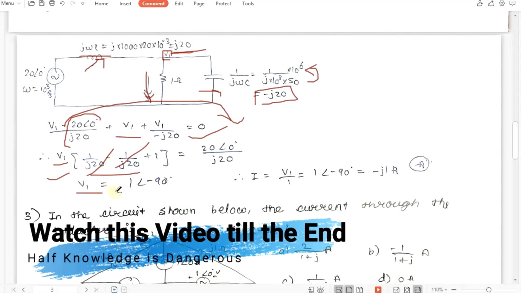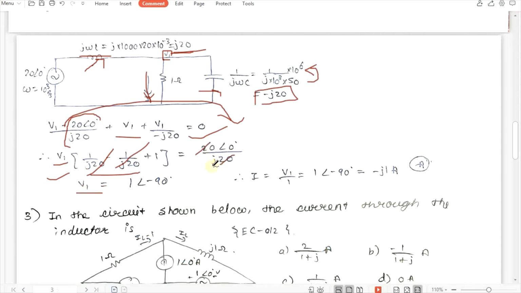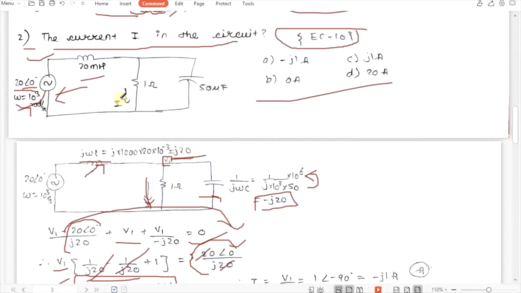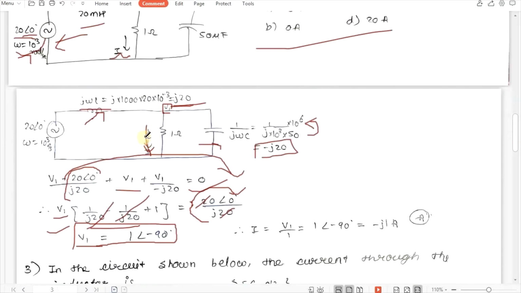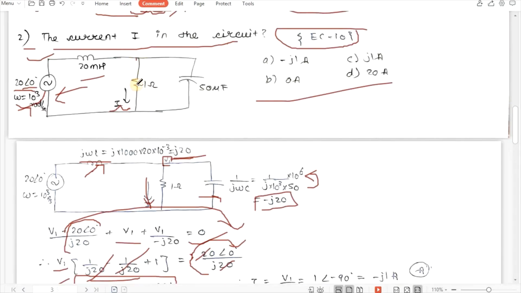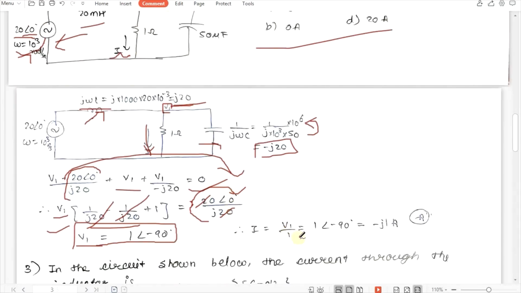So V1 equals, this 20 gets cancelled, you will get 1 angle of minus 90 degree. If we take j to the numerator, you will have minus j, and minus j we can write in the form of angle, it will be minus 90 degree. So you get V1 equals 1 angle of minus 90 degree. Now this is not our answer, we have to find this I, right? As you can see, we are asked to find this I, so I will be V1 by 1, which will be 1 angle minus 90 degree only.